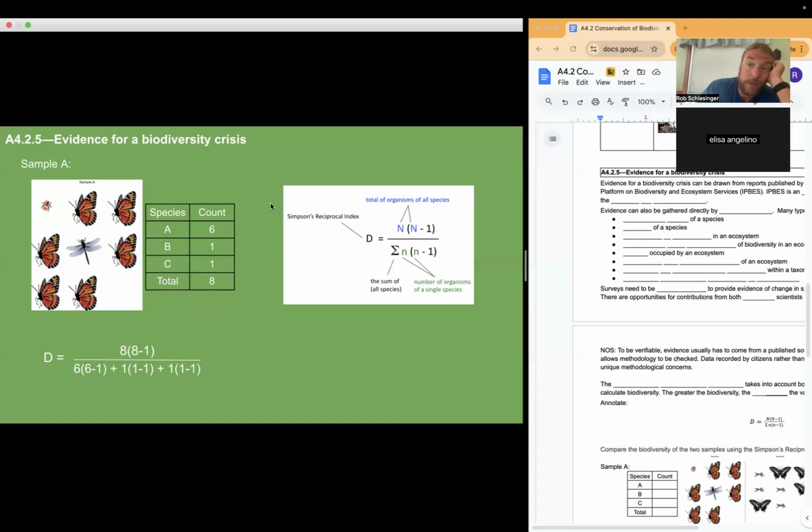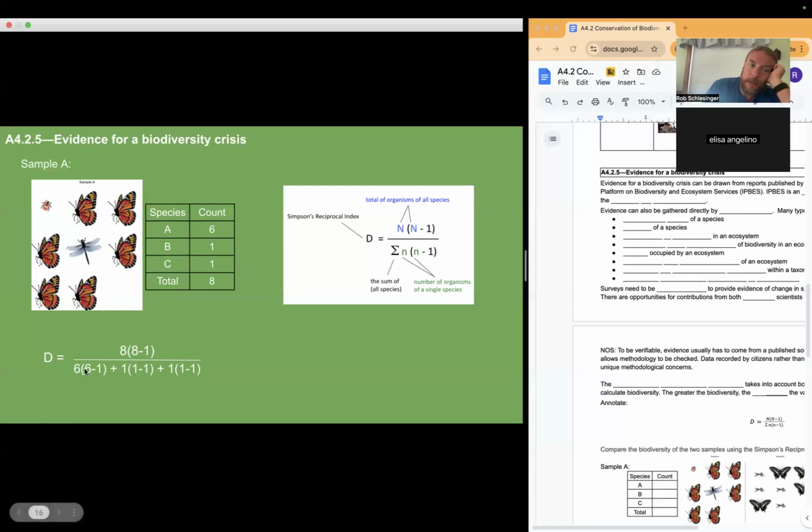So this is totally new and it's math, which is gross. But if we look down here, maybe this provides a little bit more clarity. On the top, can you see this down here? I just added 6 plus 1 plus 1, right? That's 8. And then 8 times 8 minus 1 is 56. So that's where you get that from.